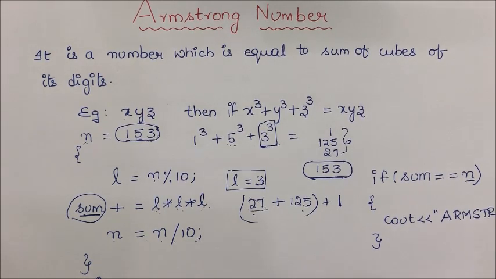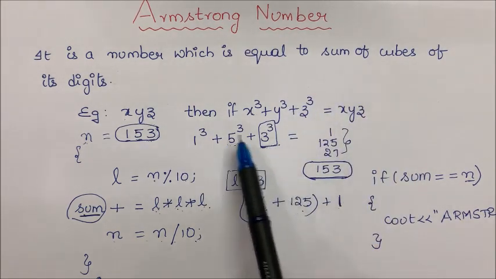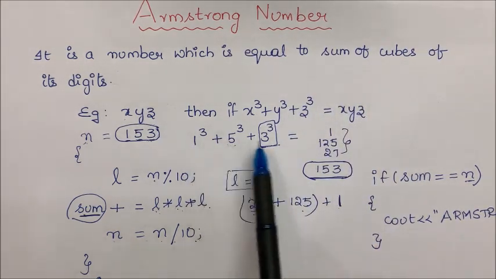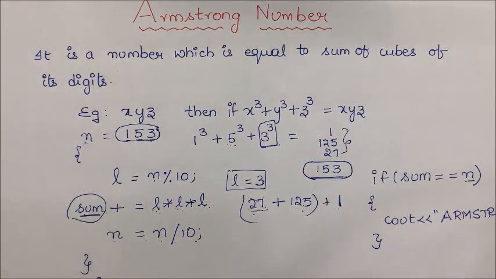This is about the concept of Armstrong number. It is simply a number which is equal to the sum of cubes of its own digits. If the sum is equal to the given number, then that number will be an Armstrong number.